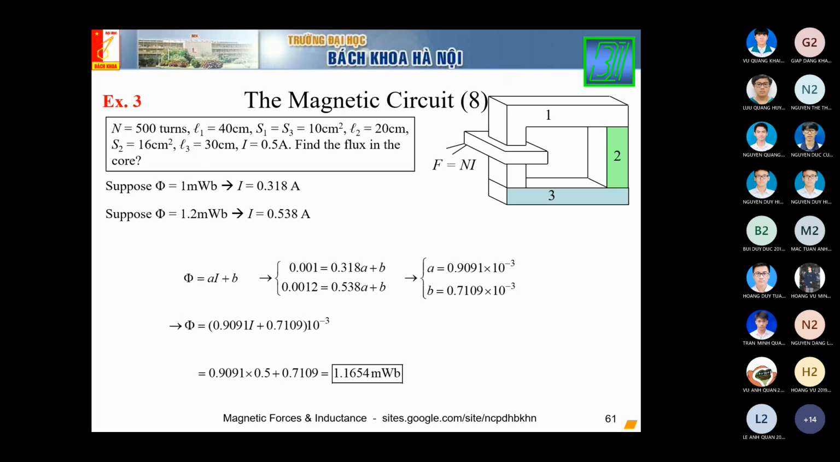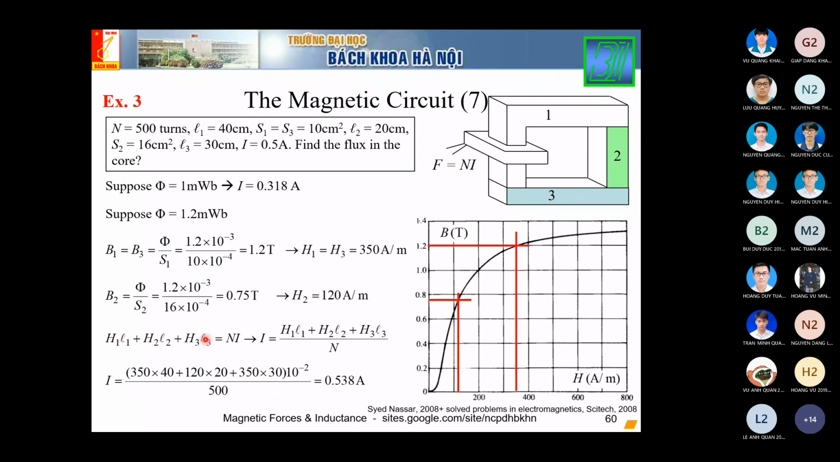Excuse me, teacher. Yeah, go ahead. So why can't we do the reverse method like previous exercise? Can you say it once again, please? Why can't we do the reverse method like previous exercise? Yeah, because in this exercise, this is a relationship. Look at this. This one is the equation.